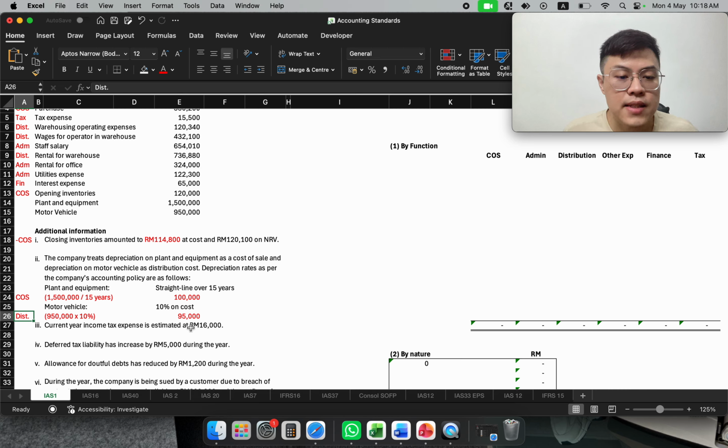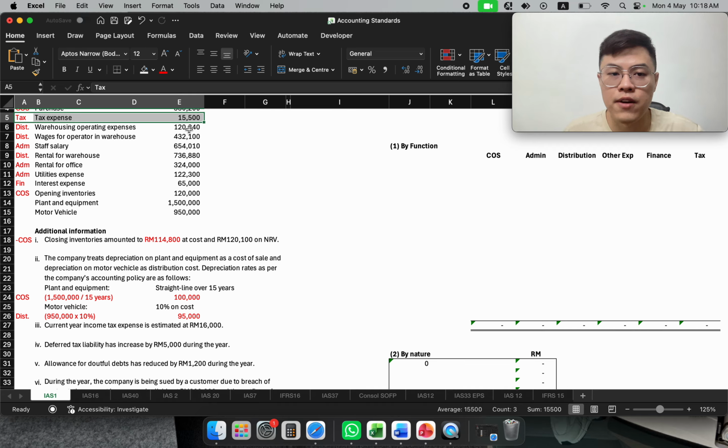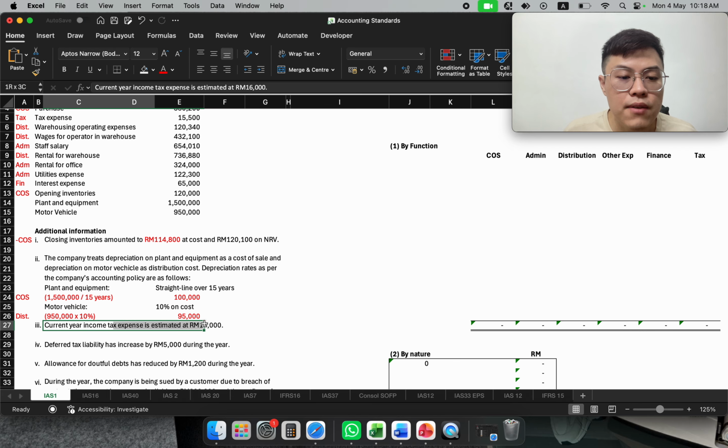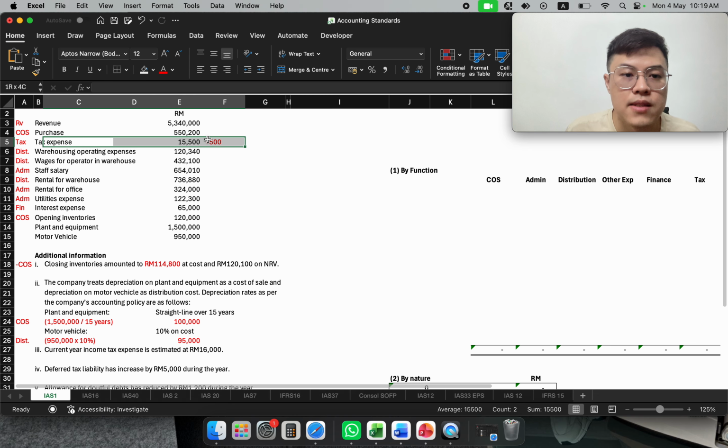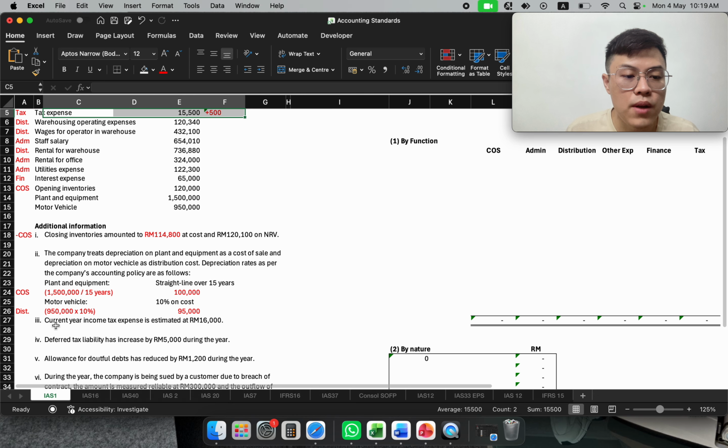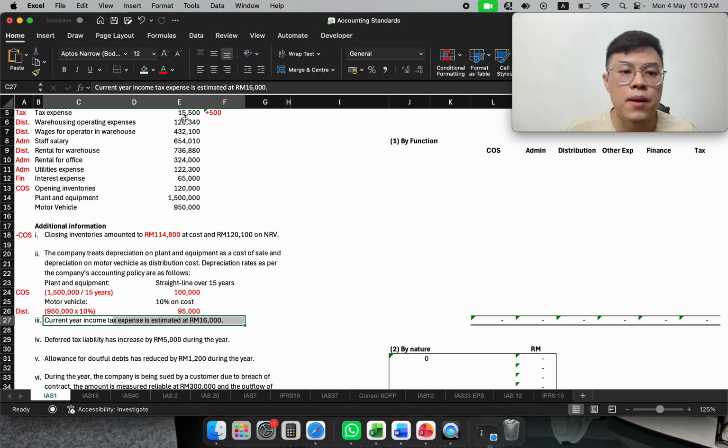Current year income tax is estimated at 16,000. However, your tax is actually recorded at 15,500 in your trial balance. So there will be an under-recording of 500. You will need to increase your tax expense. Since we know that the total is 16,000 but we only recorded 15,500, it means 500 is accrued tax expense.